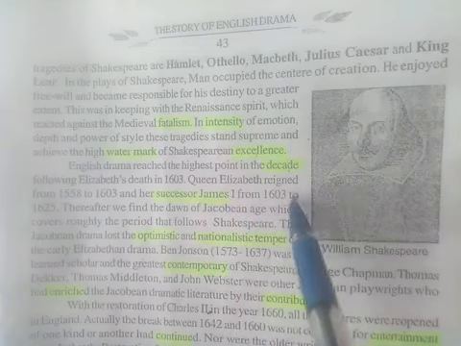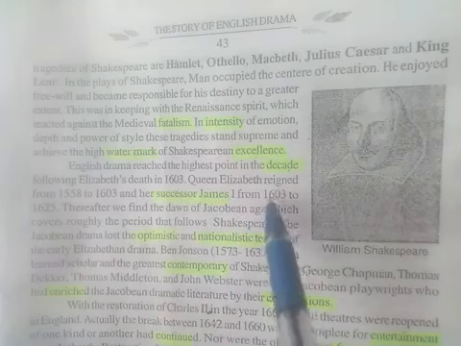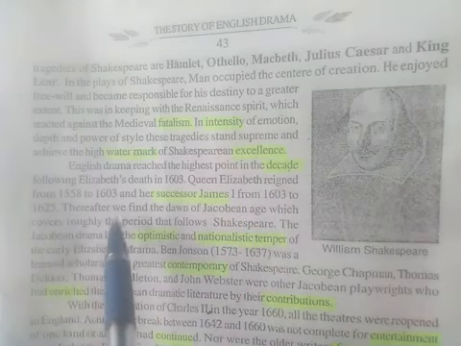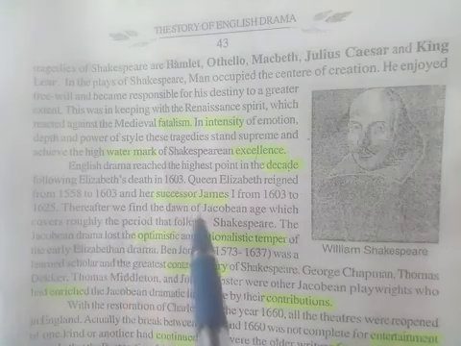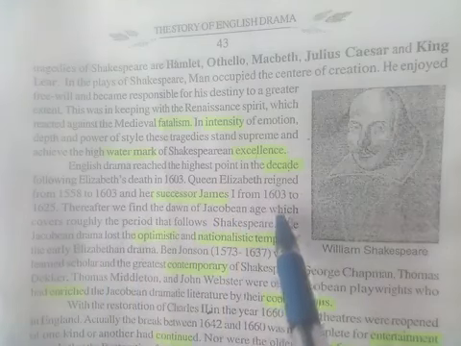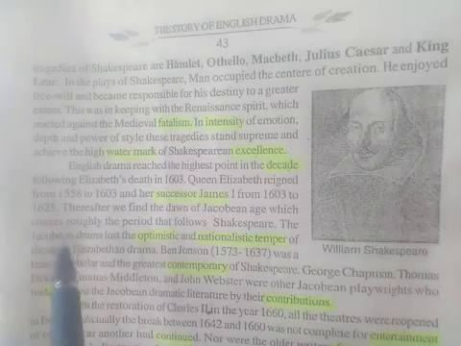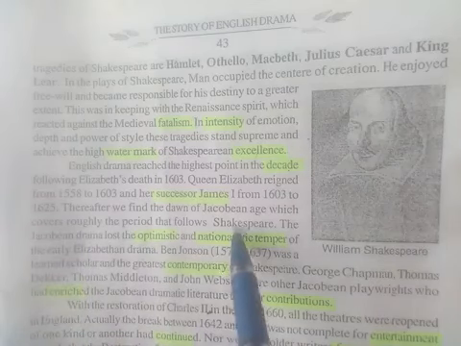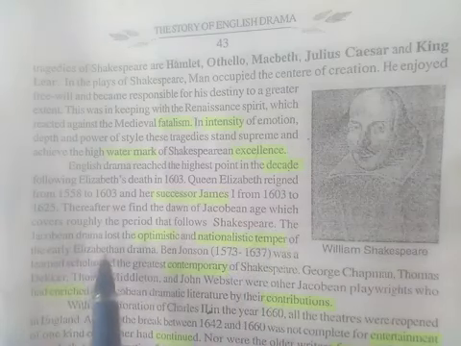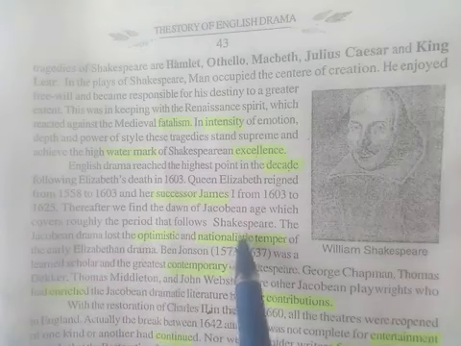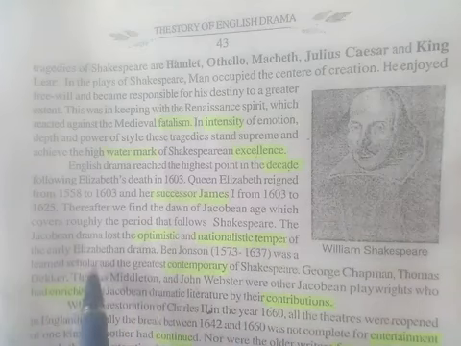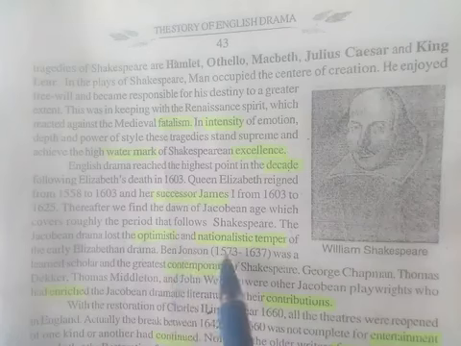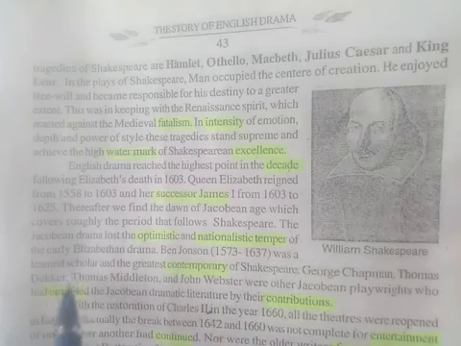Queen Elizabeth reigned from 1558 to 1603, and her successor James I from 1603 to 1625. Thereafter we find the dawn of the Jacobean age, which covers roughly the period that follows Shakespeare. The Jacobean drama lost the optimistic and nationalistic temper of the early Elizabethan drama.